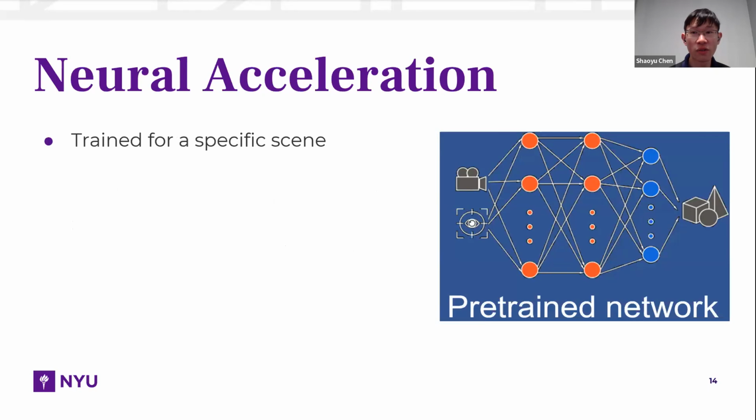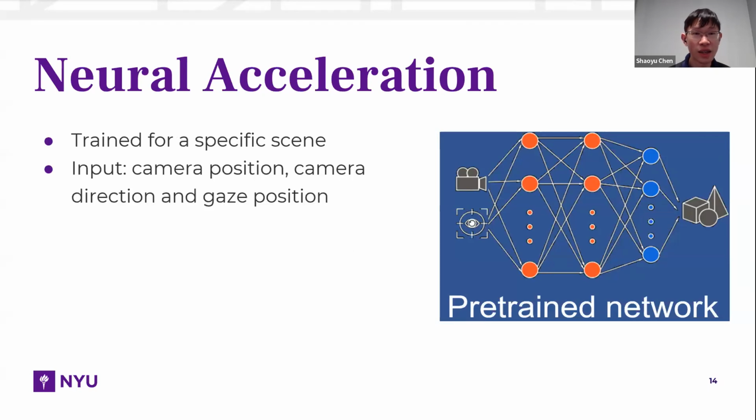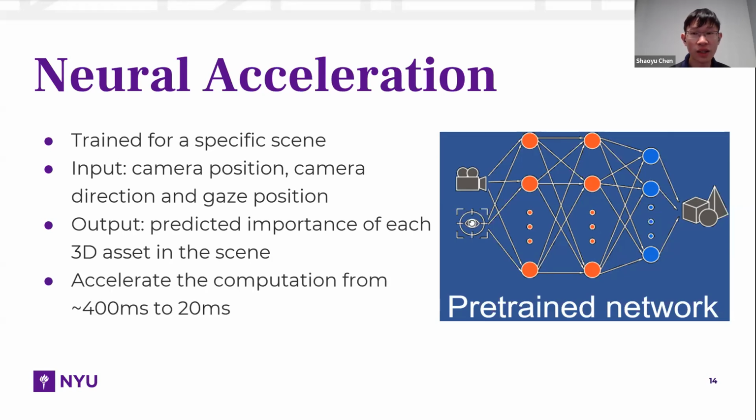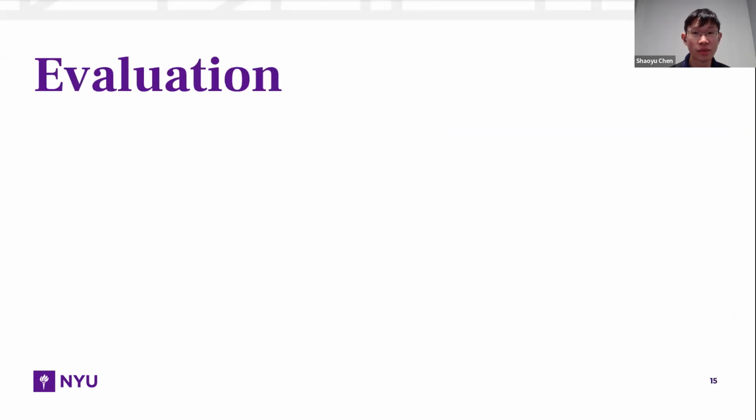The neural network is trained for a specific scene. It takes the camera position, camera direction, and gaze position as input, and outputs the predicted importance of each 3D unit in the scene for the given input. It can accelerate the computation from about 400 milliseconds to 20 milliseconds.